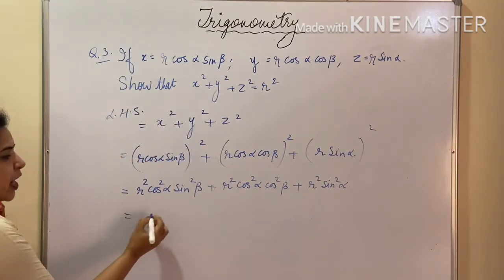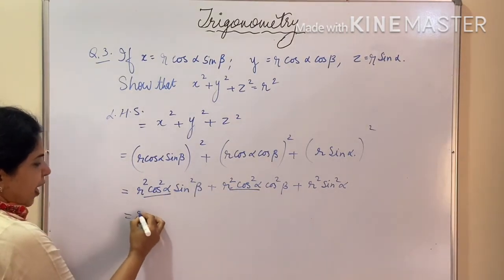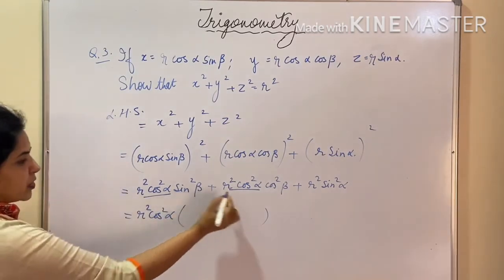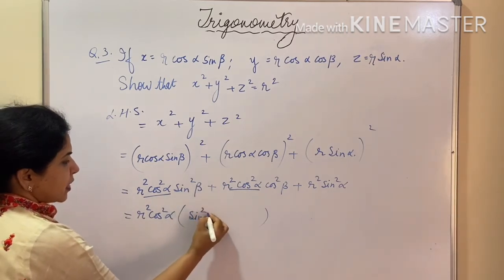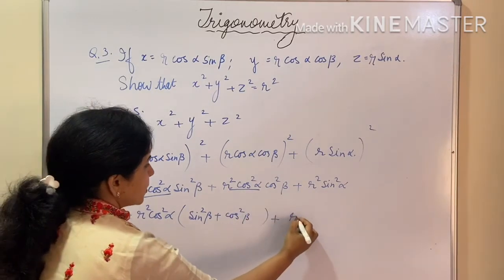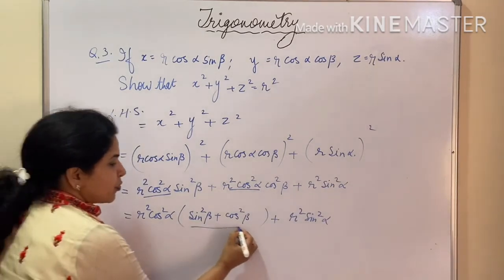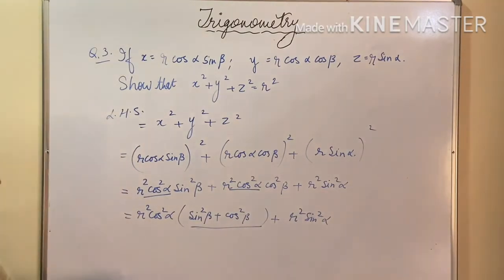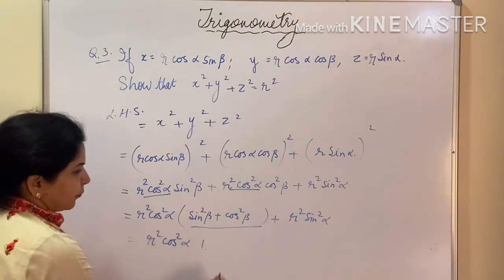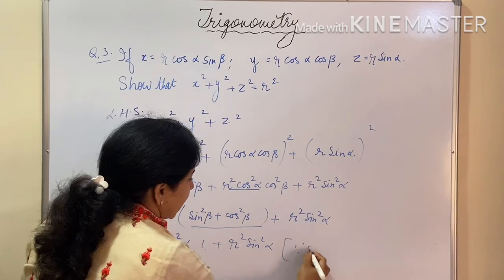Now we have to take the common terms. In these two terms, these two are the common values. So taking the common values, and writing the rest of the values in this bracket. Here sin square beta, here cos square beta, plus r square sin square alpha. So we know that sin square theta plus cos square theta is 1, using this identity here. So instead of this, we can write 1 plus r square sin square alpha. You can write the identity here.